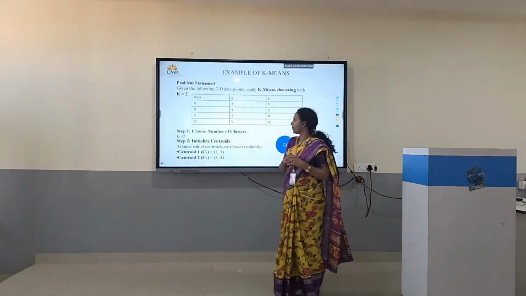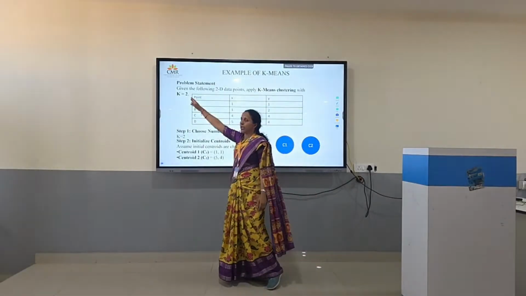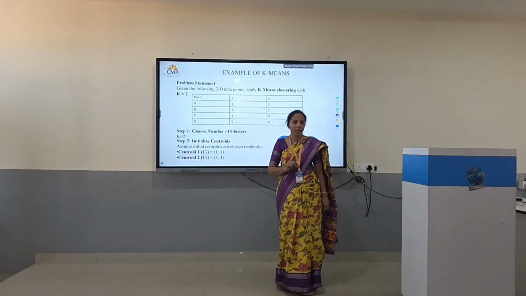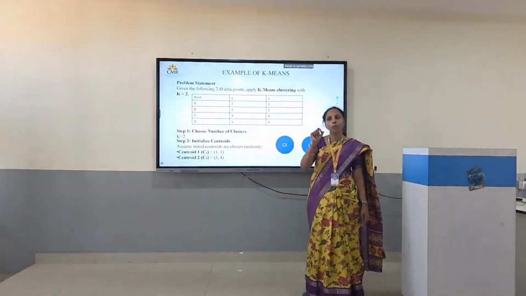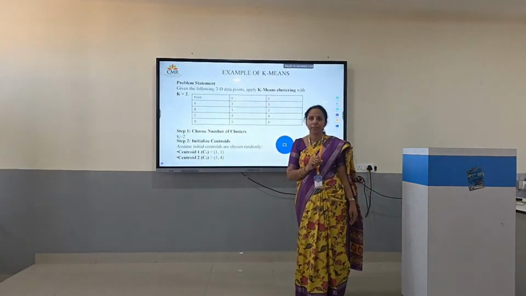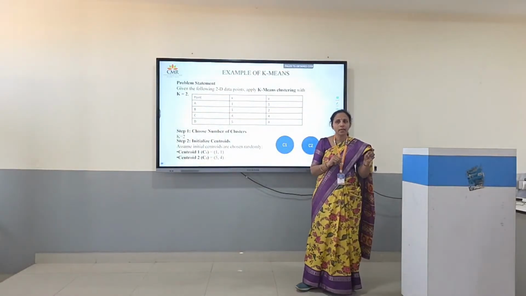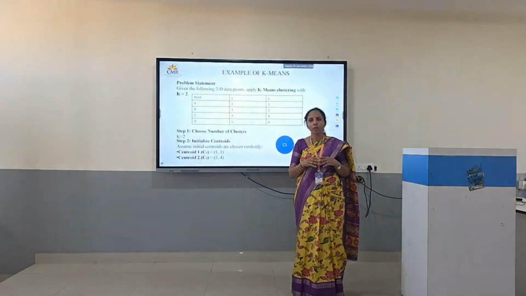That we'll discuss now. So here, first choose the number of clusters. The number of clusters is given in the question, K equal to 2. Now initialize the centroid. What is a centroid? Every cluster has a center value which is called the centroid. K means uses the concept of centroid. Centroid is the center value of a cluster.